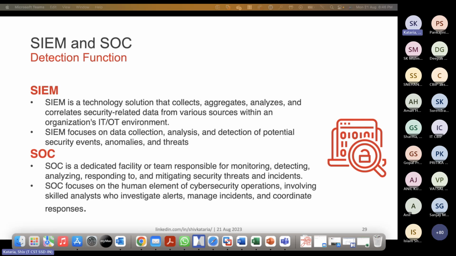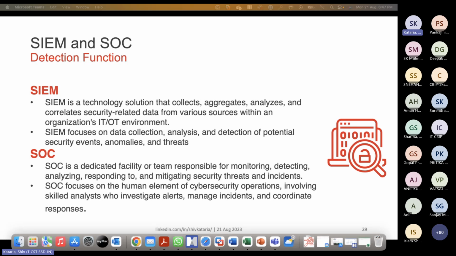So you can think of it as a combination of technology and people, whereas SIEM is only the technology part of it. SOC is basically a dedicated team, and it focuses on the human element more rather than the technological element, because humans have that understanding, that experience, the skill to investigate, analyze, logically evaluate, and coordinate within different departments of the organization. So that's briefly about SIEM and SOC.